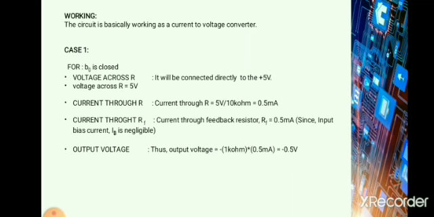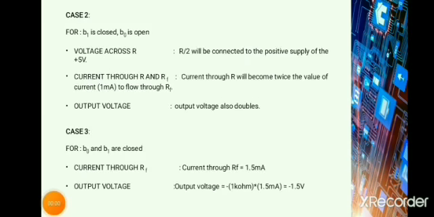Output voltage in case 1 will therefore be 1 kilo ohm into 0.5 milliamps in negative, that is equal to minus 0.5 volt in the negative direction. Case 2 is for when B1 is closed and B0 is open. Voltage across resistor R will be 5 volt.